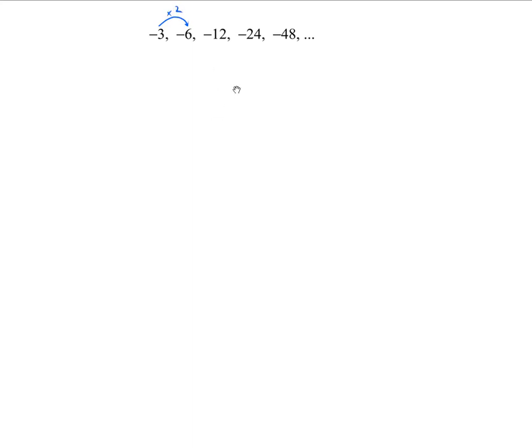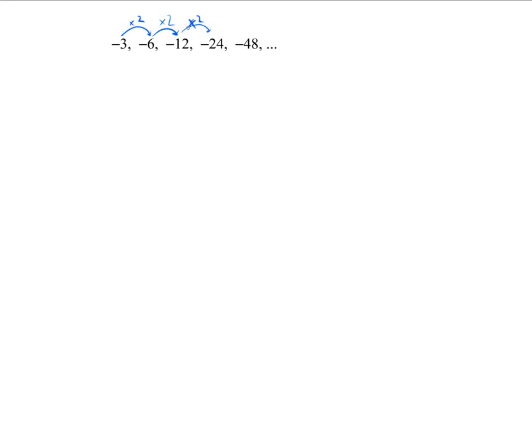So in this case, I'm going to multiply by 2. And I'm going to multiply again by 2, and it does work. Negative 6 times 2 is negative 12. Negative 12 times 2 is negative 24. So I think I found my pattern here. It looks like it's multiplied times 2 each time.